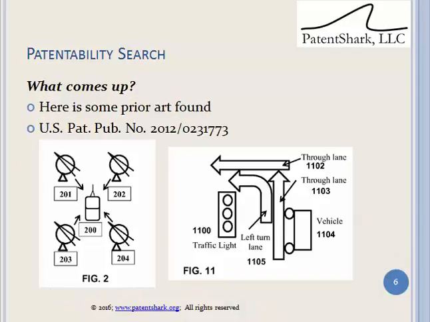How about one more patent? How about publication number 2012/0231773? This was also another interesting patent, if you go through it, that talked about texting and disabling texting, and kind of involved traffic lights in this case.